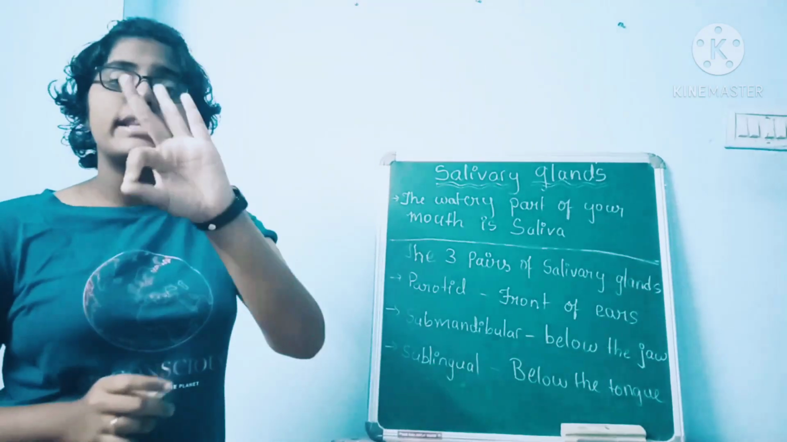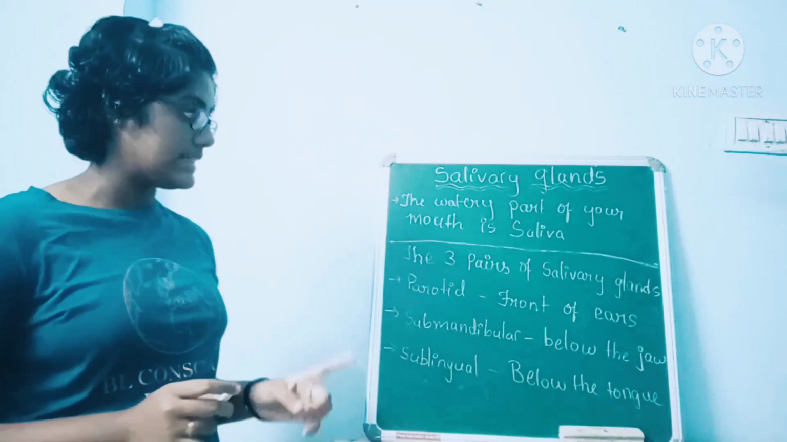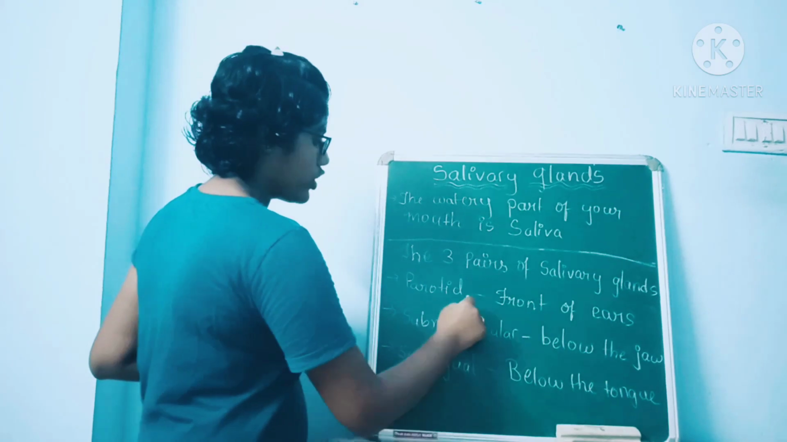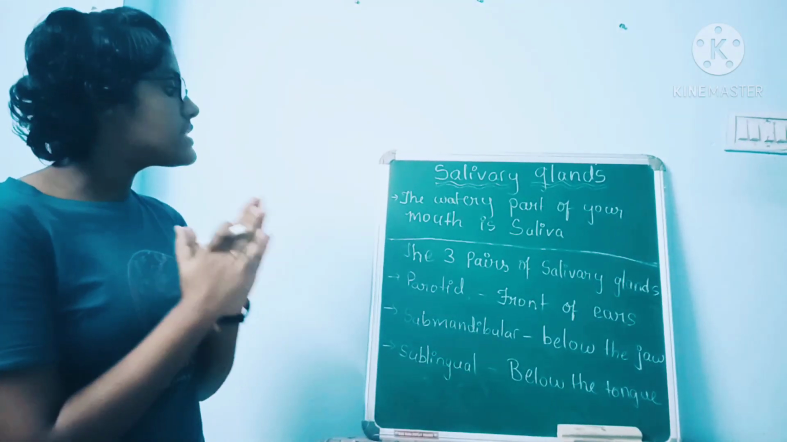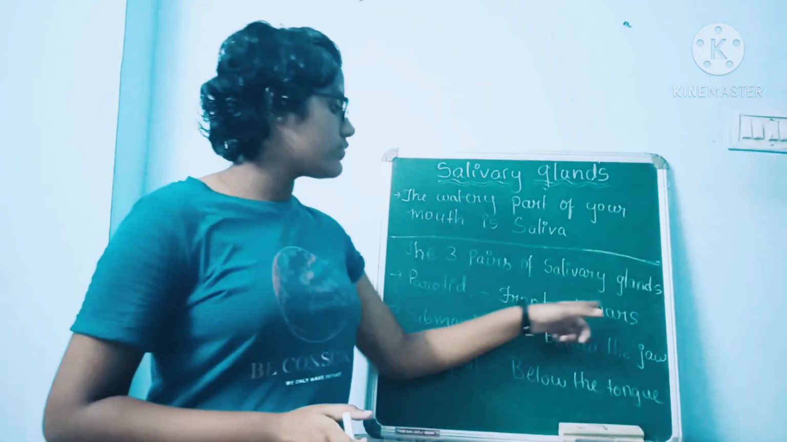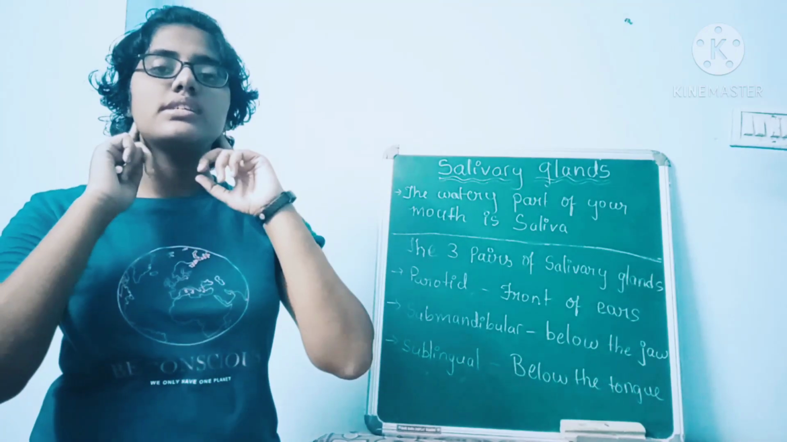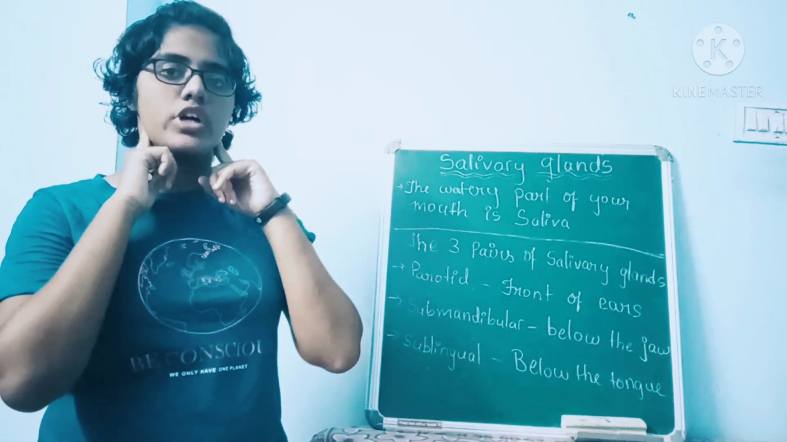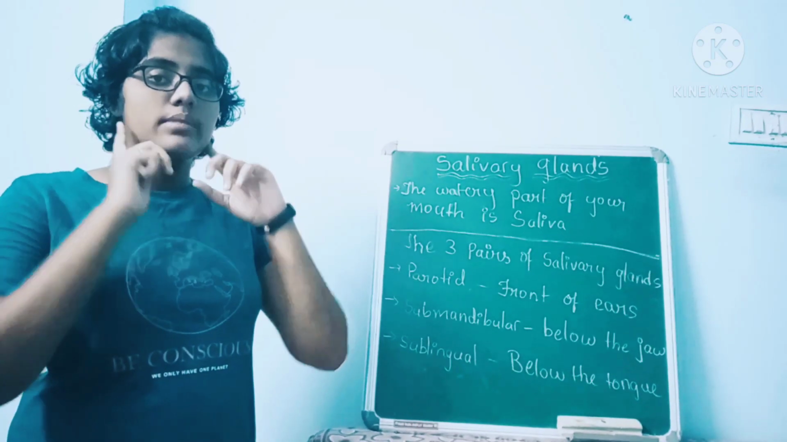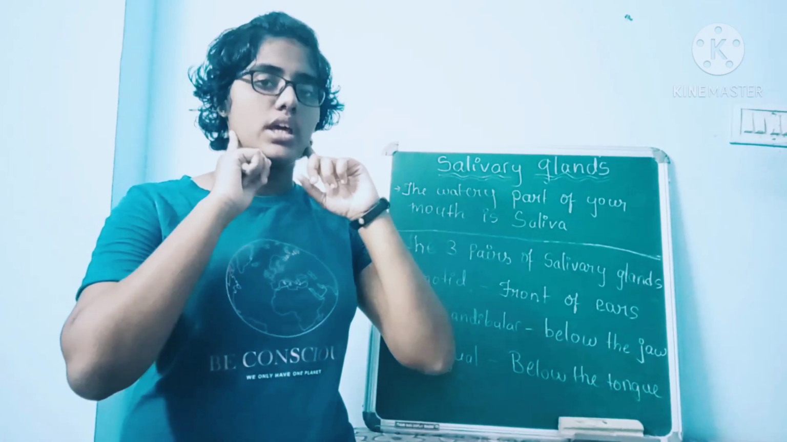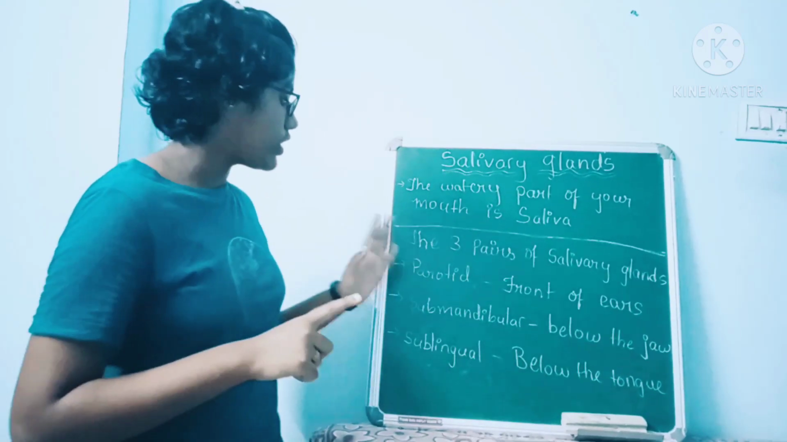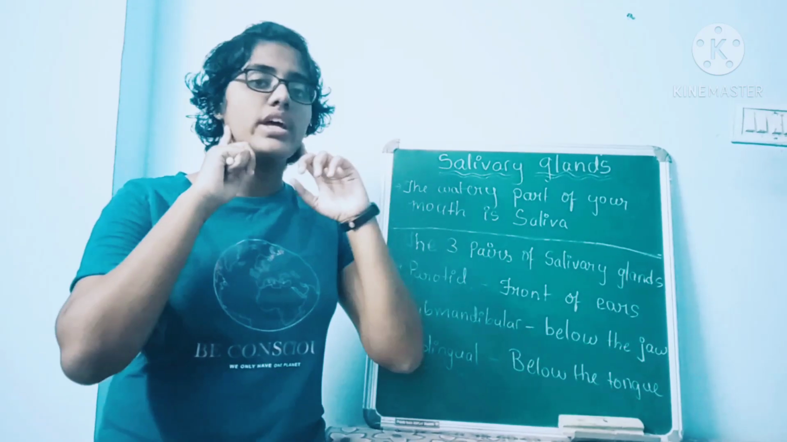So, there are 3 pairs of salivary glands. They are parotid, which is the largest of the salivary glands. It is present in front of the ears. In front of the ears, there is one here and one here. Why are there 2? Because it is a pair, right? What they have said is in front of the ear. In front of the ear means here.